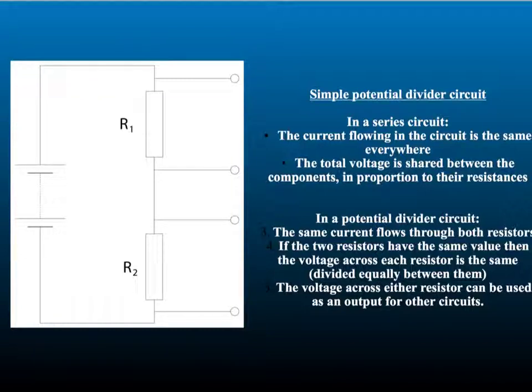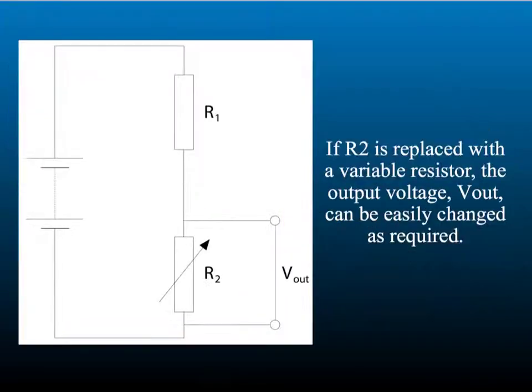This is a potential divider circuit. In a series circuit, the current flowing in the circuit is the same everywhere, and the total voltage is shared between the components in proportion to their resistances. In a potential divider circuit, the same current flows through both resistors. If the two resistors have got the same value, then the voltage across each resistor is the same, or is divided equally between them. The voltage across either resistor, here and here, and here and here, can be used as an output for other circuits.